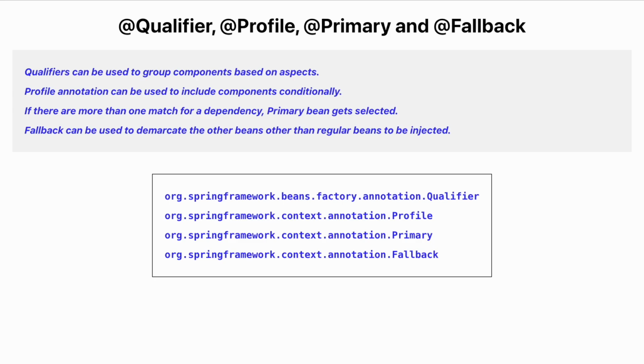If there are many beans of the same type, the one which is set as primary will be used. Fallback can be used to demarcate beans other than regular beans to be injected. If only one regular bean is left, then it is a primary bean.